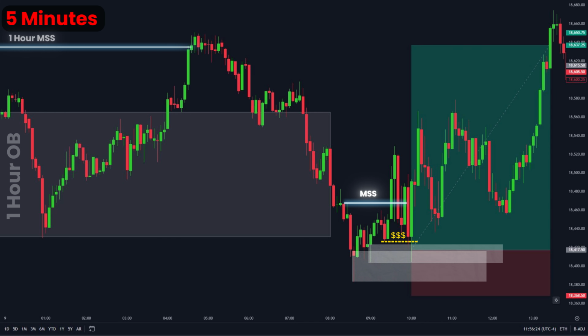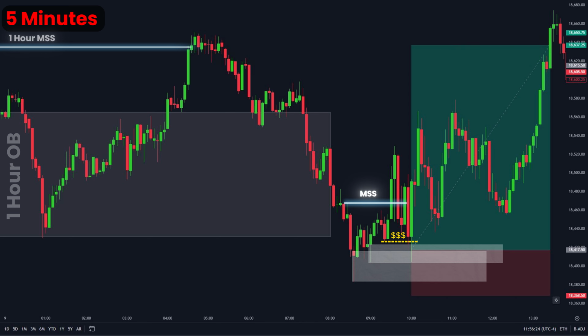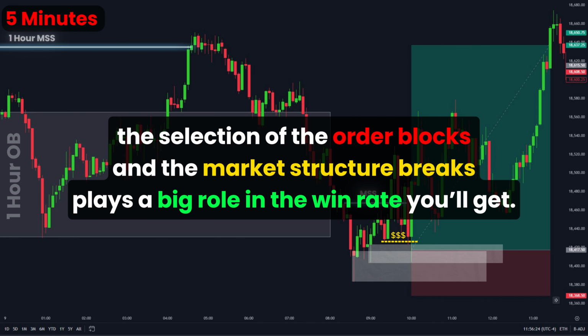We will put the entry order at the mitigation point and the stop loss a bit below the order block, and the target will be the high of the 1 hour time frame, or you can use a fixed risk to reward ratio. Always remember that the selection of the order blocks and the market structure breaks can play a big role in the win rate you'll get.